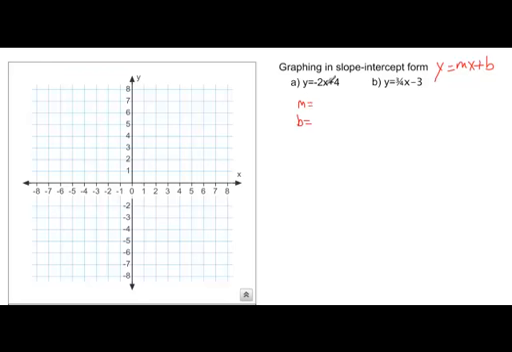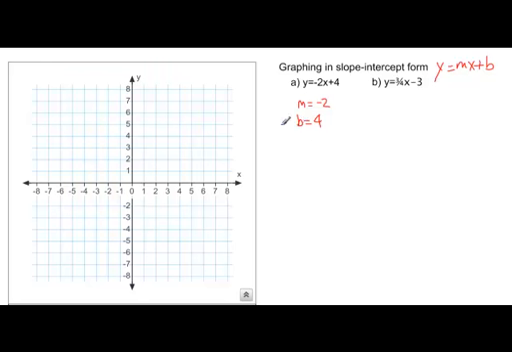M is the number that's attached to the x, in this case it's a negative 2, and b is the constant or the standalone number, in this case the b value is 4. So once we've identified m and b, now our job is to graph this equation using that information. Now b is known as the y-intercept. That's the place at which the graph is going to cross the y-axis.